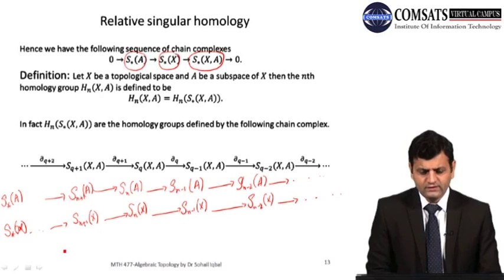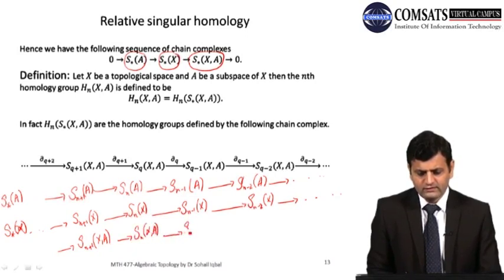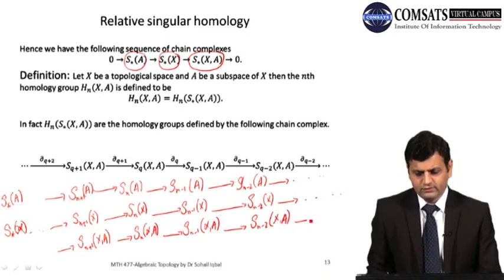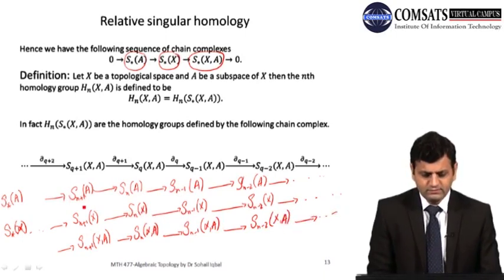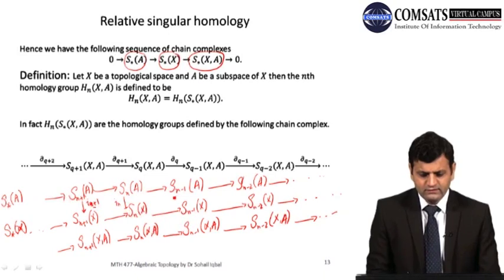And then we can define S_{n+1}(X,A), and this goes to S_n(X,A), and then this goes to S_{n-1}(X,A), and then this goes to S_{n-2}(X,A), and so on. And then we have these maps. So what is this map? This map is basically i_{n+1}. And similarly we have this map i_n, and this map i_{n-1}, and so on.